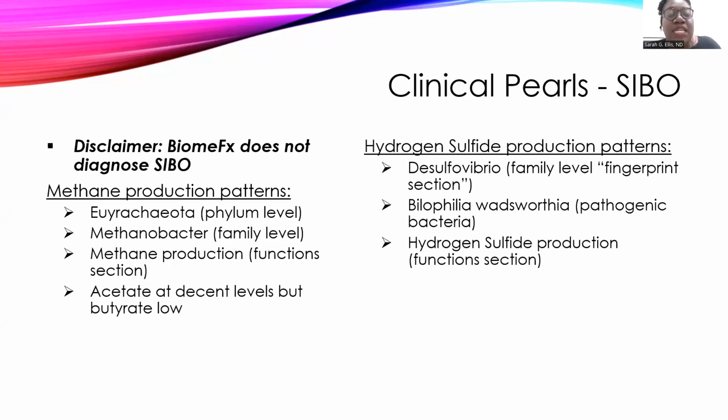Whereas on the other side, hydrogen sulfide production can also be associated with SIBO. And so you may see Desulfovibrio in the family section or the fingerprint section of the report. You may also see Bilophila wadsworthia. It's a pathogenic bacteria that commonly exists in the bile, and its primary function is to produce hydrogen sulfide, to reduce sulfates. And if you look in the function section, the hydrogen sulfide production would also be elevated.